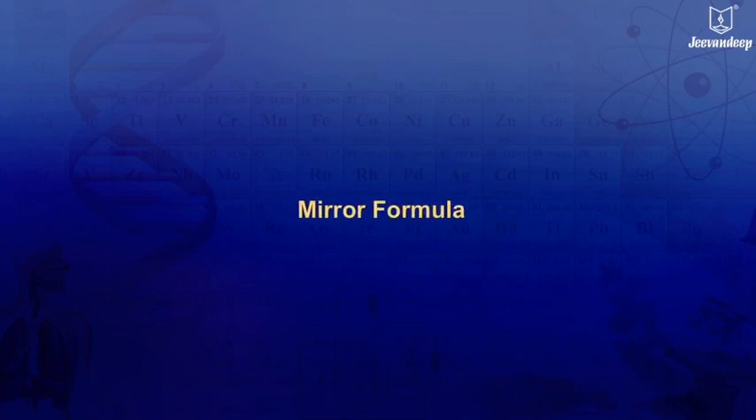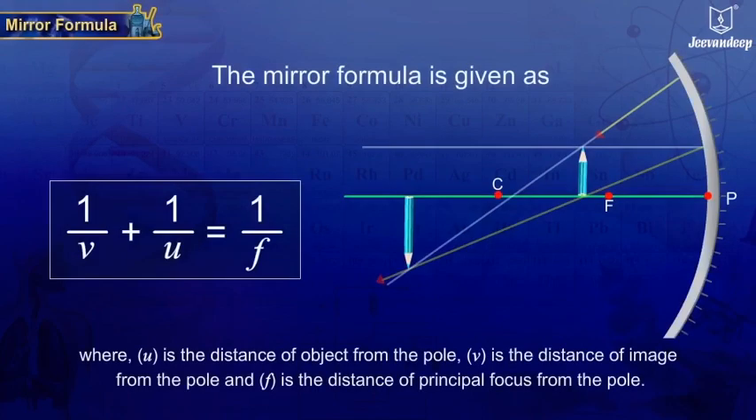Mirror formula. The relationship between the object distance u, image distance v, and focal length f of a spherical mirror is called the mirror formula and is given as 1/v + 1/u = 1/f. Keeping the known values according to sign convention, any of the unknown components can be calculated.